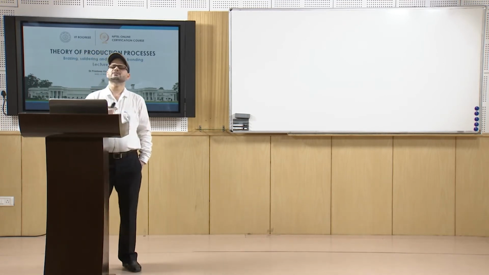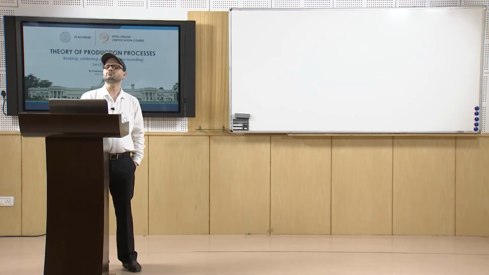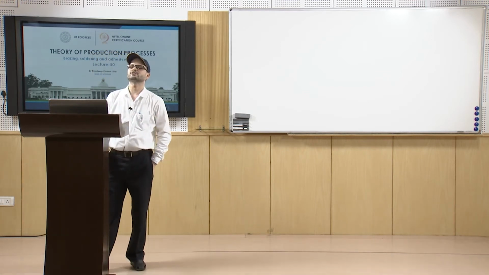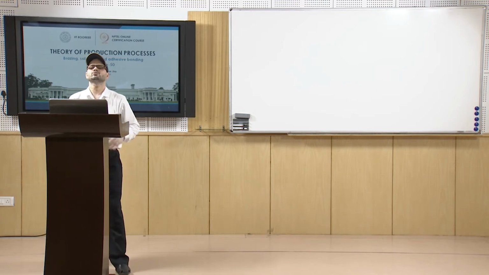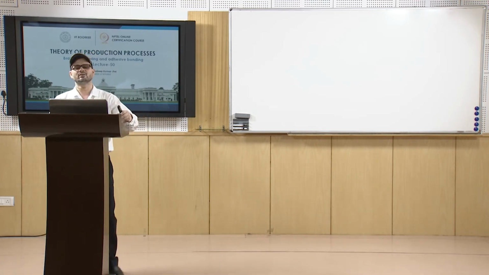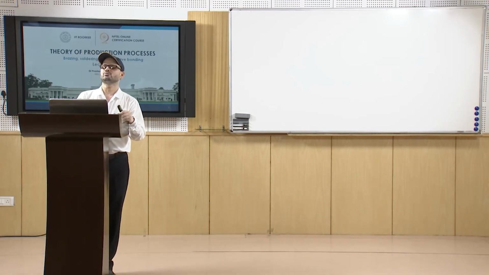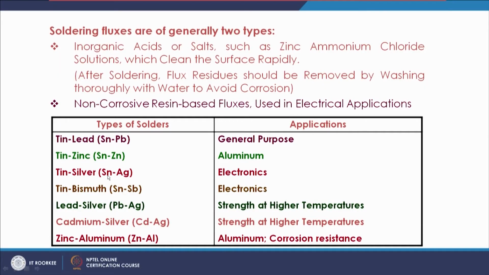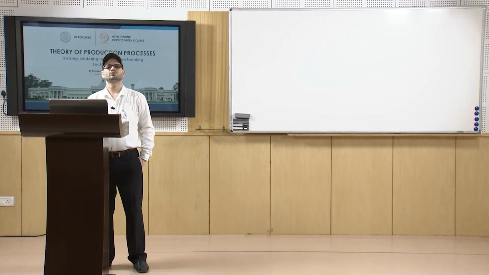Then, as we discussed, you have different types of solders for different applications. You have tin or lead solders, which are used for general purpose. You have tin zinc, which is used for aluminum, tin silver for electronics, tin bismuth for electronics, lead silver for strength at higher temperature, cadmium silver for strength at higher temperature, and zinc aluminum for aluminum and corrosion resistance. So this way you have different types of solders for use in different applications.